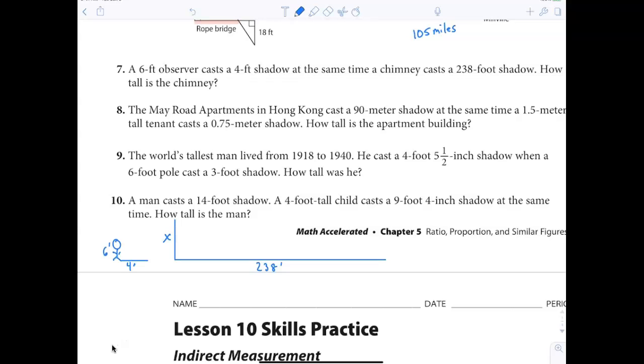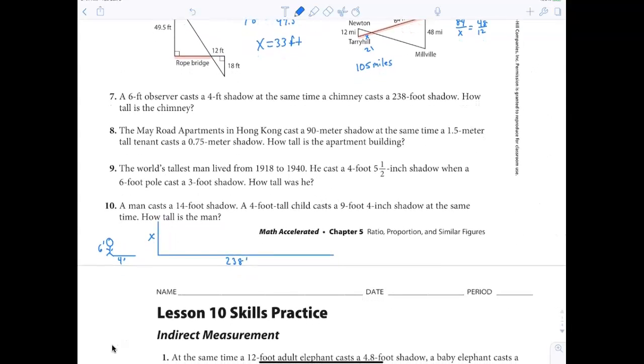And so we can now just set up the proportion. I'm listening. What's the proportion? 6 over 4 is equal to x over 238. Cross multiply, divide. 357 feet.